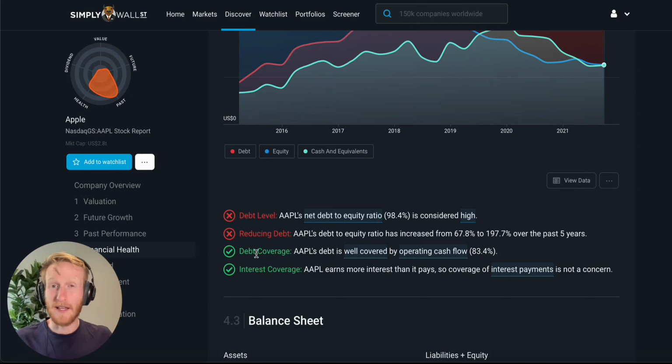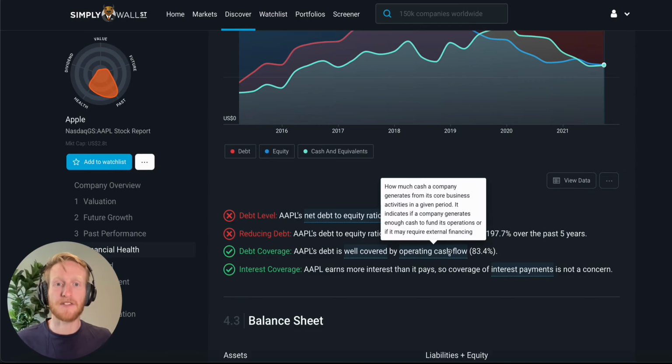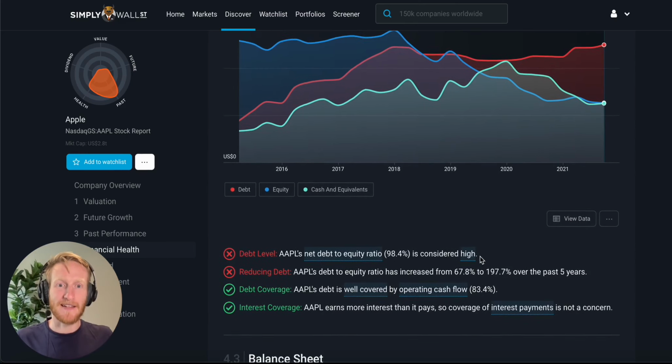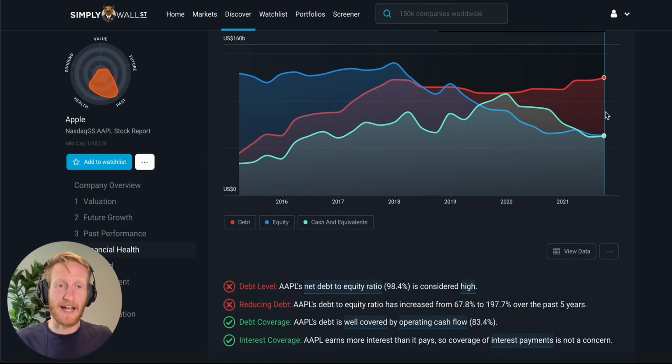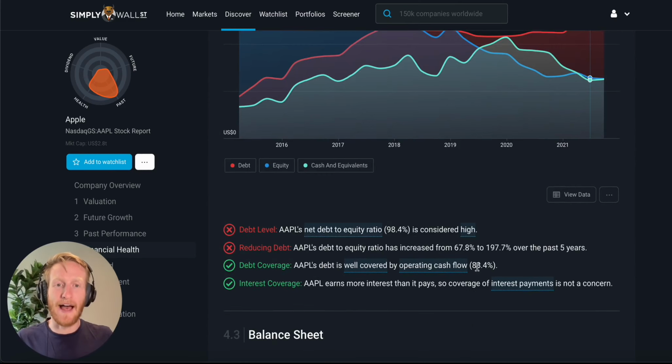And so how well is it covered by the company's operating cash flow? And this is the cash flow generated from the core business. And we can see that it's covered quite well, right? Apple generates enough cash flow from 1 year to cover 83% of the debt.